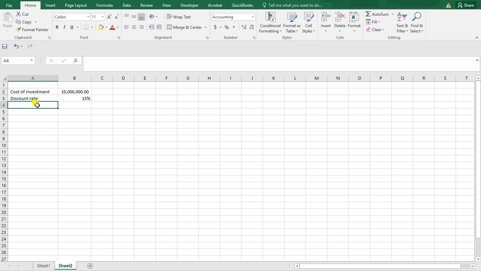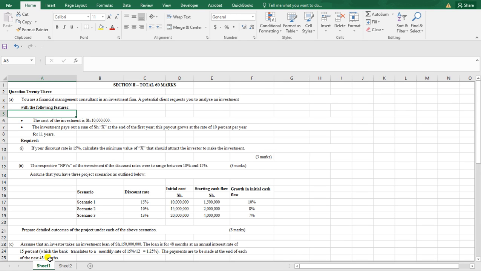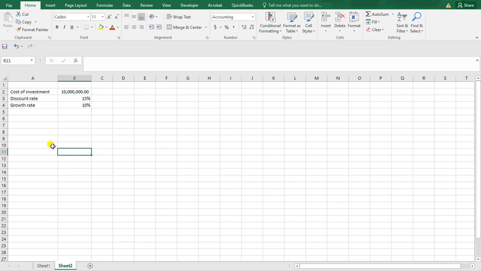Growth rate. Growth rate here, we're given 10%, right? Then we are given that the 10% was growing for 11 years. Then what about our minimum value that we should be having in year 1? Minimum value in year 1, which ideally now is X that we don't have, right?